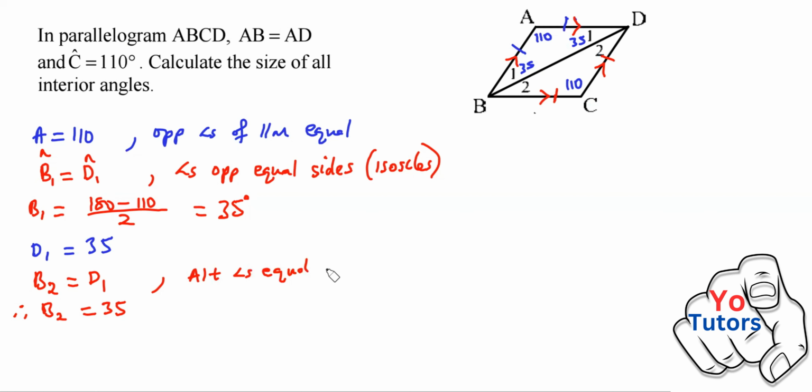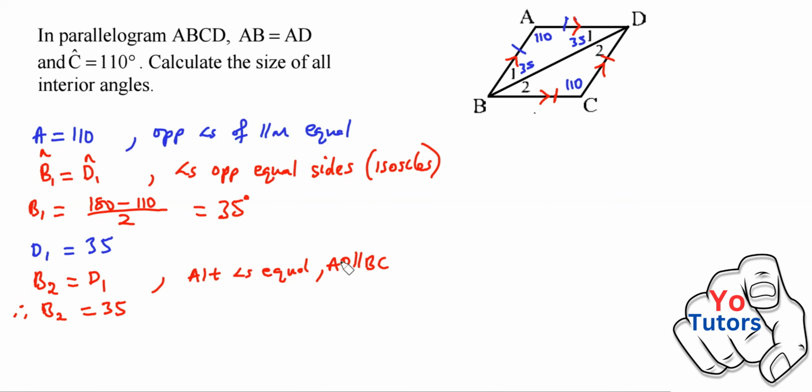But where are we getting that? We are getting that because AD is parallel to BC. Why are we doing this? Because this is a parallelogram, we are given that. Once they are parallel, we have the alternate angle, the Z angle that we see there. That shows that D1 is equal to B2.